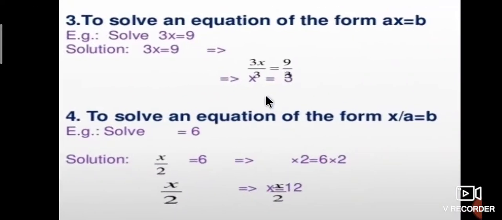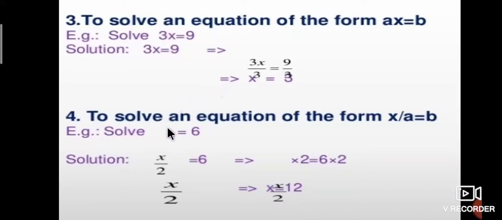Similarly, next one is to solve an equation of the form ax is equal to b. Solve the equation 3x is equal to 9. Divide the equation on both sides by 3. Therefore, 3x divided by 3 is equal to 9 divided by 3. The 3s get cancelled. 3 ones are 3, 3 threes are 9. Therefore, x is equal to 3 is the solution of this equation.